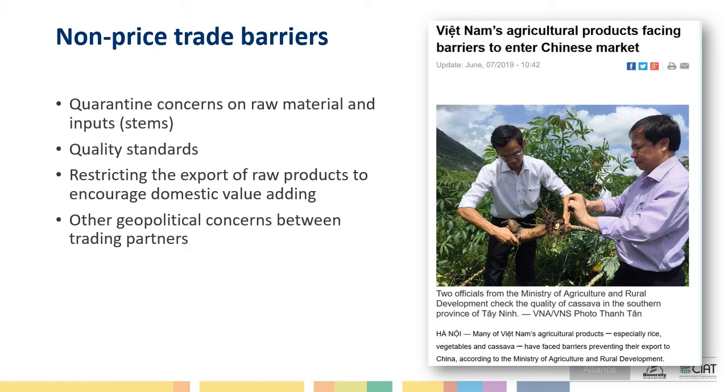But there are also some policies restricting the export of raw products, especially out of Laos, where there's a Prime Minister's decree encouraging domestic value adding, not only in the cassava sector. This has a number of sectors, including forestry, caught up in the policy. And of course, there's a whole range of geopolitics at the moment and concerns between trading partners, including Australia and China, which will impact sorghum trade, which again may have some small impact on the demand for cassava.